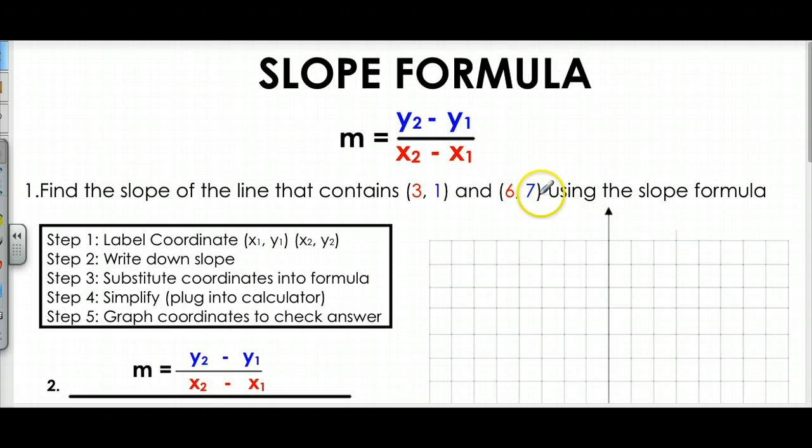The slope formula. Now there are 2 ways to find slope if you're just given the points. One, you could plot them and graph them and see what it is, or two, you could use the slope formula. You could do whatever you prefer, but it's just good to know.